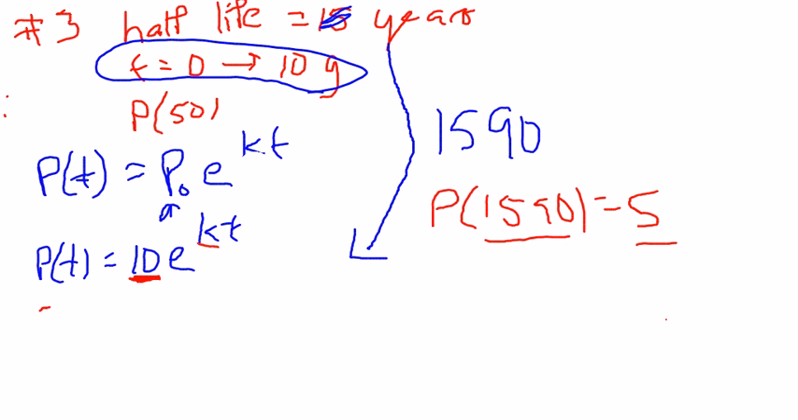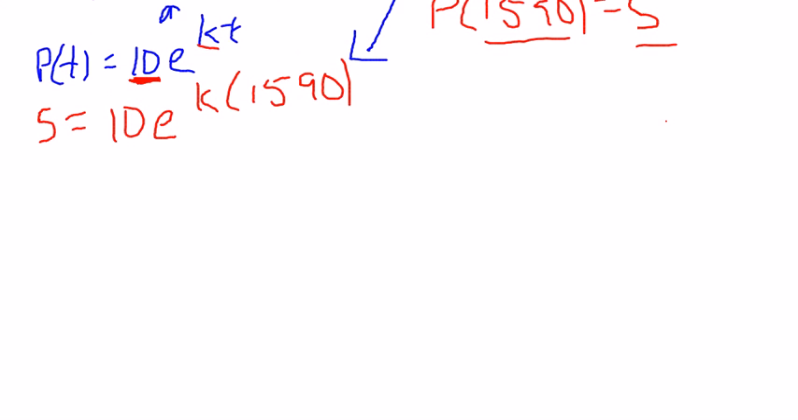So 5 equals 10 e to the k times 1590. Solve for k. Divide by 10. I get 0.5 equals e to the 1590k. I switched the order of those two, but that's okay because it's multiplication.